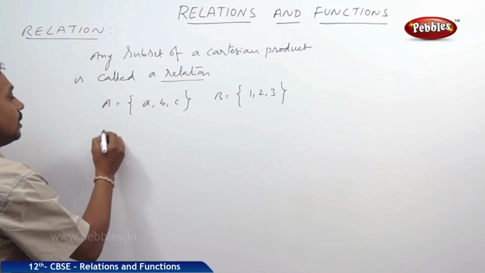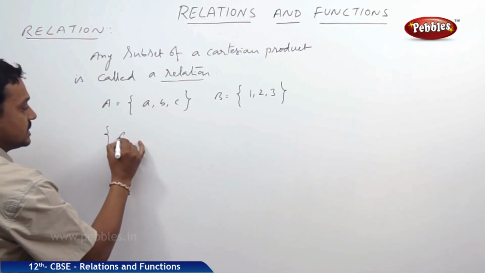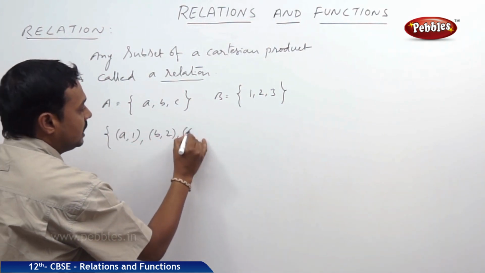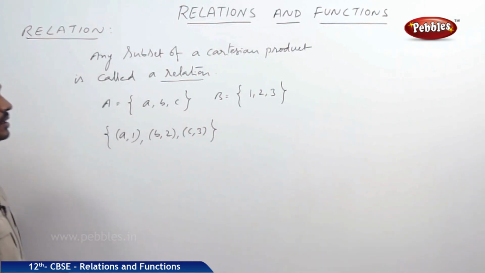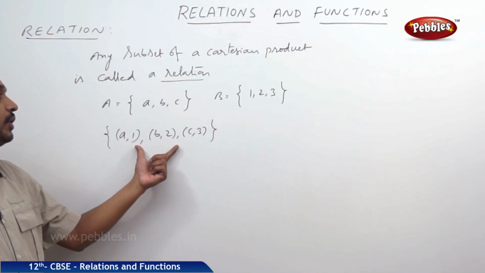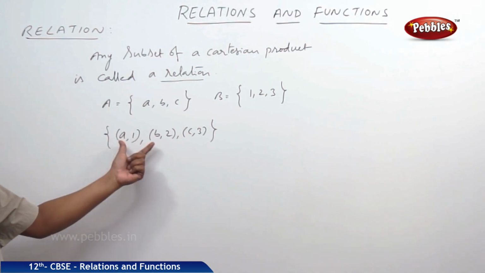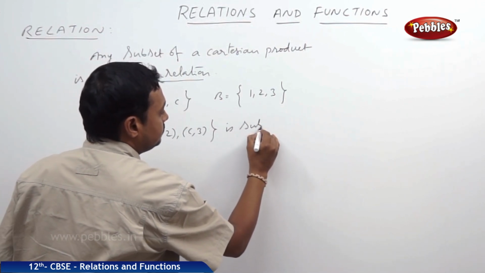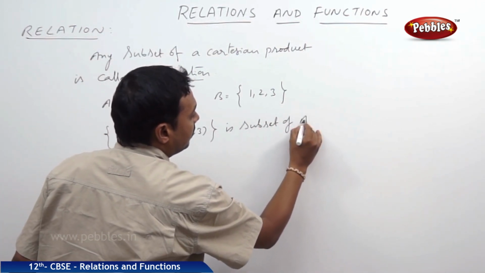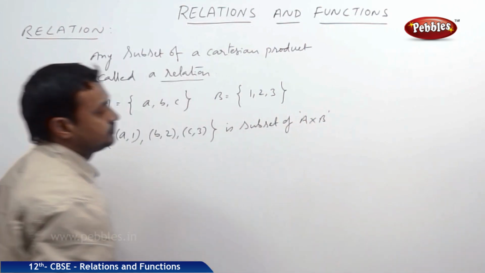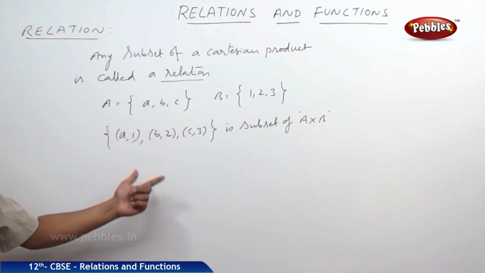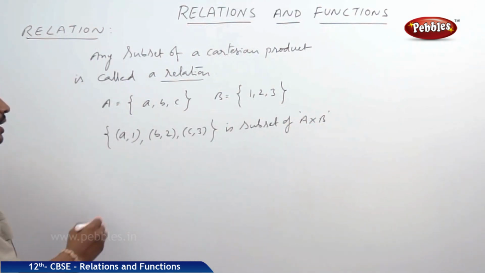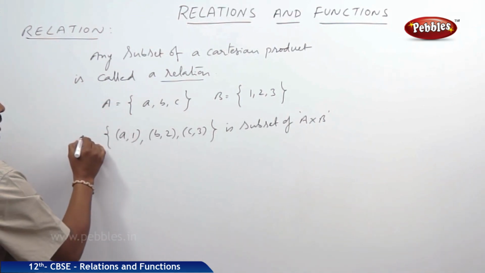Now, I am taking one set like this: (a,1), (b,2), (c,3). So if we take a set like this, {(a,1), (b,2), (c,3)}, this is a subset of the given Cartesian product A cross B. It is a subset because these ordered pairs already belong to the set A cross B. Hence, it is a relation denoted by R.